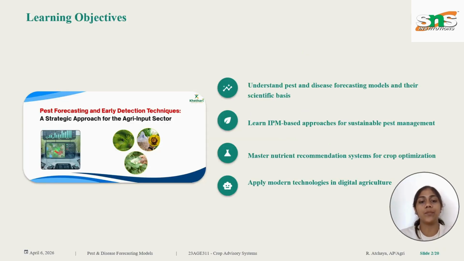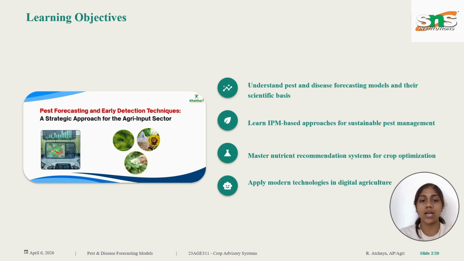First, we will understand the pest and disease forecasting models on their scientific basis. Second, we will learn about integrated pest management, known as IPM, for sustainable pest management. The third objective is the nutrient recommendation system for improving fertilizer efficiency. And finally, to know how modern technologies like AI, GIS, drones, and sensors support crop advisory systems.